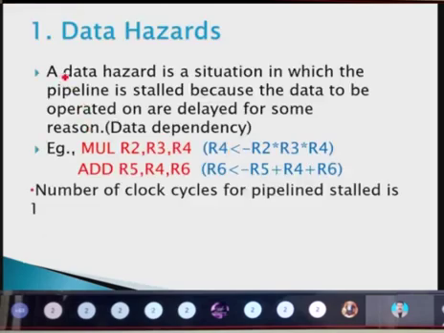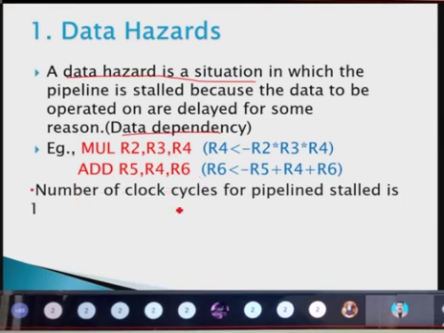Data hazard is a situation in which the pipeline is stalled because the data to be operated on is delayed for some reason. That is the data dependency. For example, MUL R2, R3, R4 means I am doing the multiplication of R2 and R3, and the multiplied value will be stored in R4. And again ADD R5, R4, R6 means again it will be adding, and that will be stored in R6.